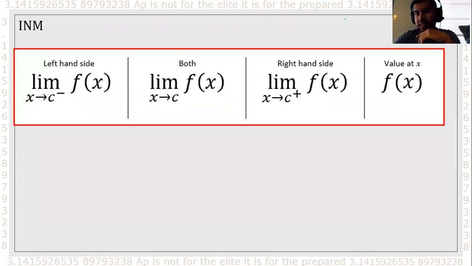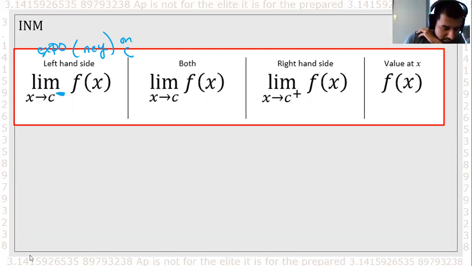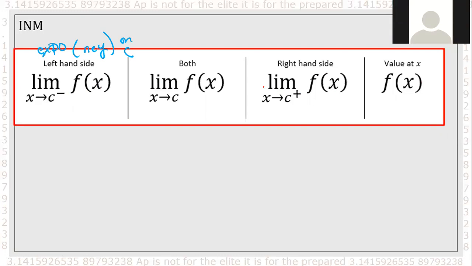Okay, alrighty. What I do want you to know, guys, is these right here. So the left-hand side limit has a little exponent, a negative sign on C. So hopefully you see right here, a little negative exponent on C. Not exactly a fraction, it's just a symbol. The right-hand side has a little plus sign on the exponent.